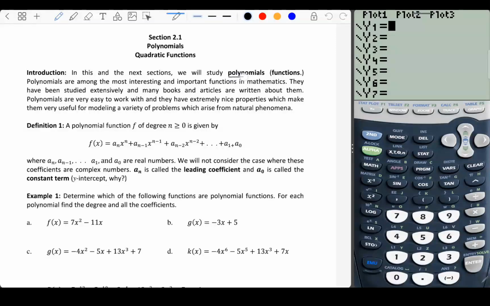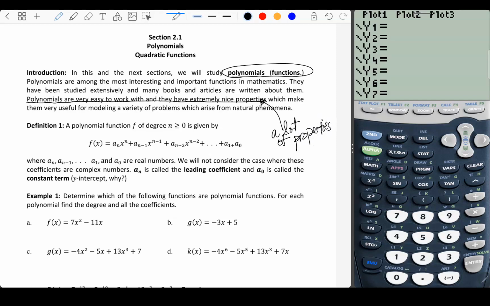Chapter 2 is all about polynomial and quadratic functions. At the very end of it, we're going to pick up rational functions too. So to start off with, polynomial functions are functions that you're very used to seeing. They're very, very nice. They're easy to work with. They have a lot of properties.